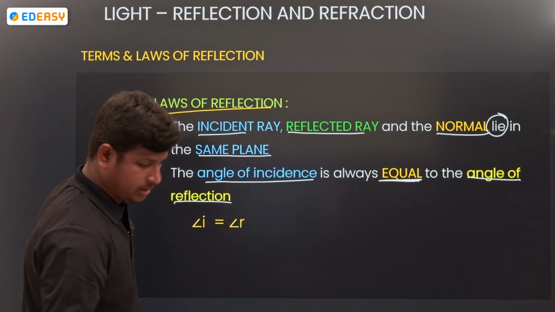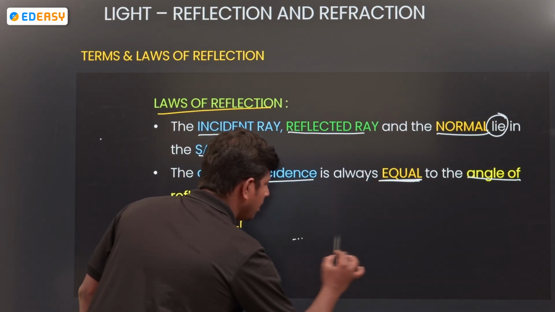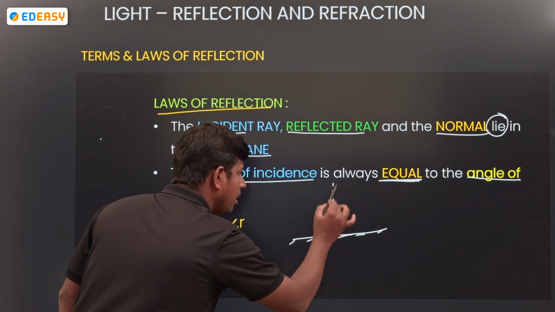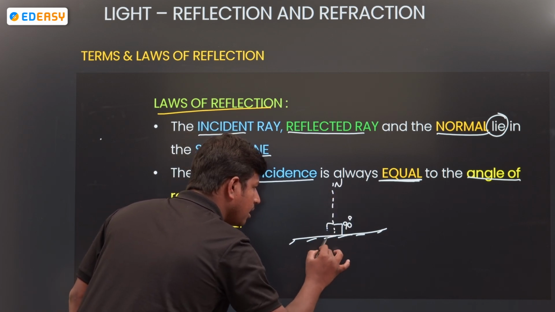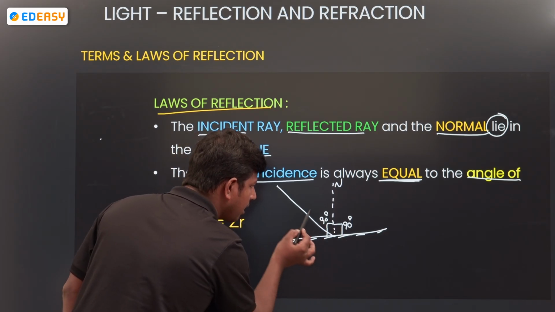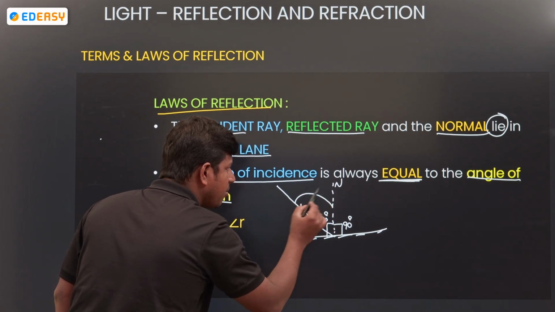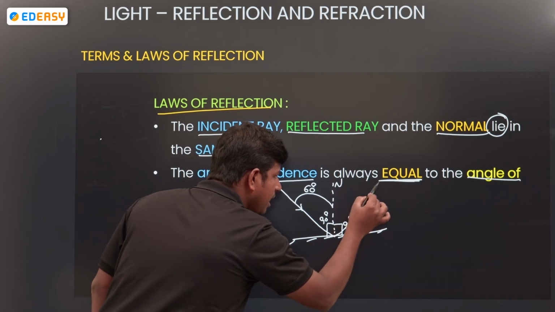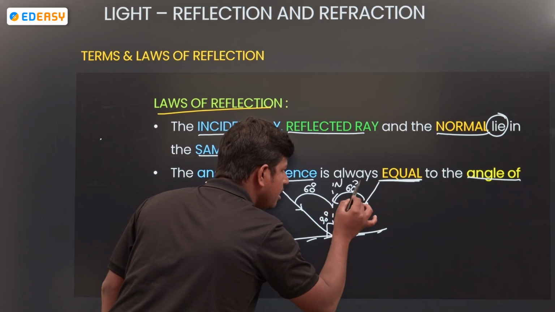For example, see here I am drawing the incident ray, and this is the normal. Normal makes an angle of 90 degrees with the surface. Here also 90 degrees with the surface. A light ray strikes it and makes an angle. For example, let us take this as 60 degrees. And here the reflected ray also makes 60 degrees. Reflected ray also 60 degrees.